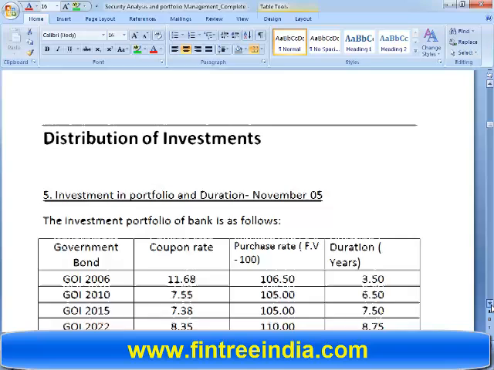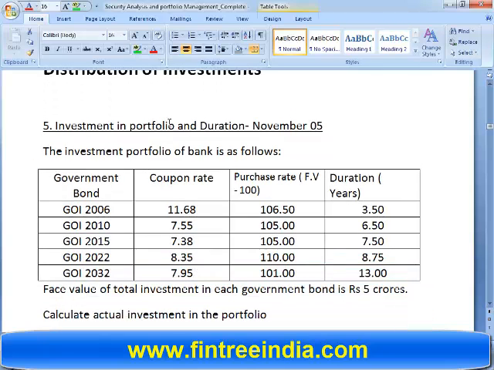Alright, next question. Question number 5. Investment in portfolio and duration, November 05. The investment portfolio of a bank is as follows. Government bond 2006, 2010. What are these? GOI 2006, 2010. What is this? So what is this 2032 issue? Maturity. This will mature in 2006, then mature in 2010, mature in 2032.